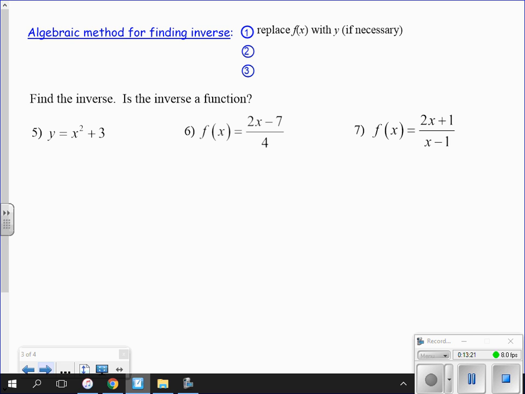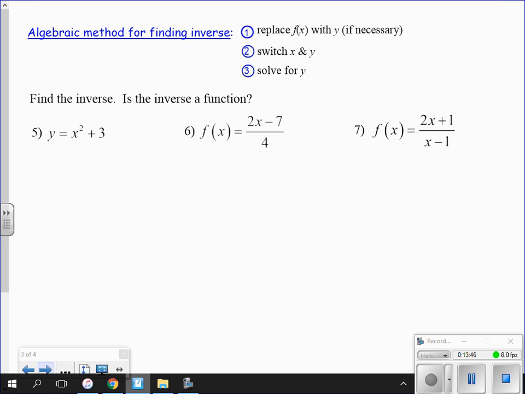When it's already y and you don't have f of x, sometimes it's not necessary. Okay. Step two, switch x and y. Once you've done that, you take x and y and swap them. Step number three, solve for y, and that gives you your inverse function.